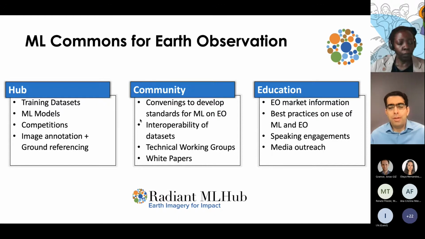MLHub is also, broadly speaking, not just a hub. It's basically three pillars of activity. The first one is definitely the hub that I just talked about. We now have multiple training datasets, more than 24 or so. We are soon going to launch a model repository, meaning that you can query and search for existing pre-trained models that would work with Earth observation and geospatial training data. We also run competitions and data annotations on these data. So we work across the ecosystem.